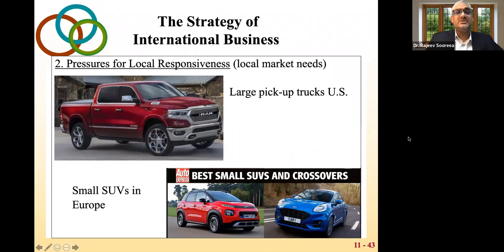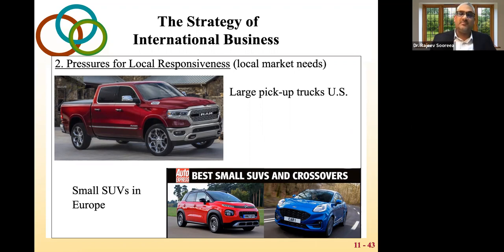Now, the pressures for local responsiveness, that is the need to respond to the local market, is the second kind of pressure that you're going to face. This is something very important too. In the US, for example, people like to drive huge cars. People like big cars here, and they love to have large pickup trucks. So you have a family, let's say mom, dad, 3 kids, 2 dogs and 1 cat.